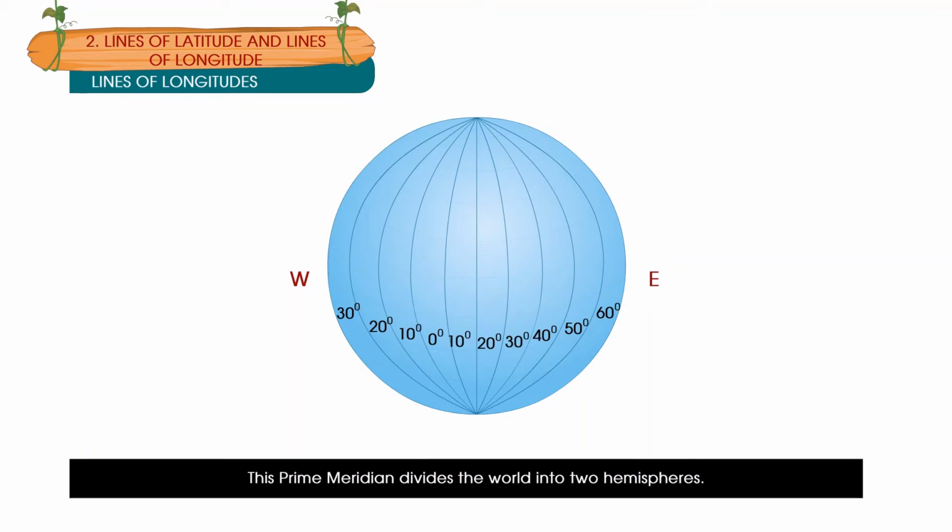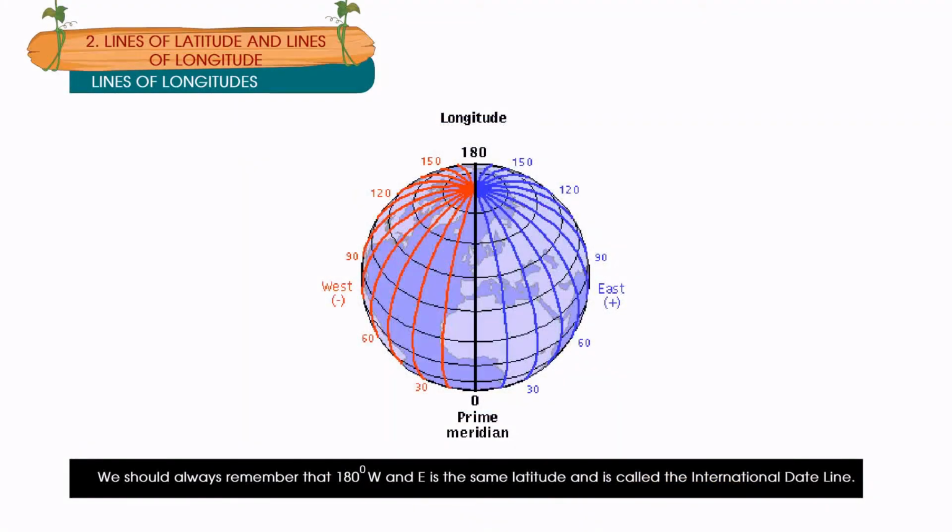This prime meridian divides the world into two hemispheres. The area between 0 degree and 180 degree east is called the eastern hemisphere, while the area between 0 degree and 180 degree west is called the western hemisphere. We should always remember that 180 degree west and east is the same longitude and is called the international date line.